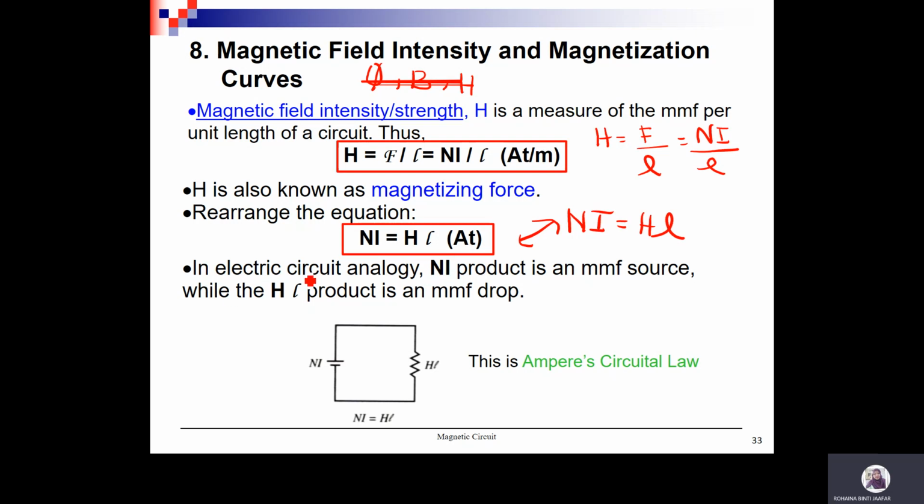In the electric circuit analogy, the Ni product is an MMF source, while the HL product is an MMF drop. So Ni is your source, and HL is your MMF drop. So this is Ampere's circuital law: Ni equal to HL in a magnetic circuit.